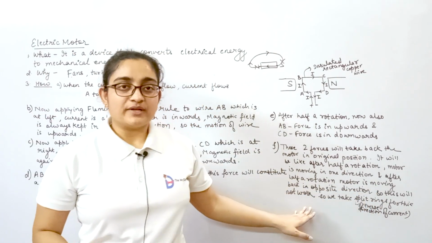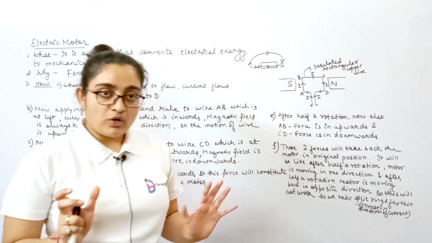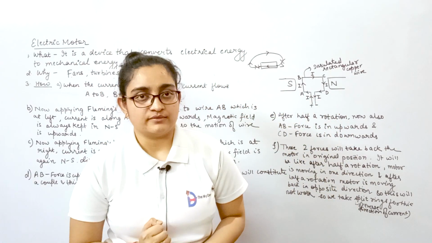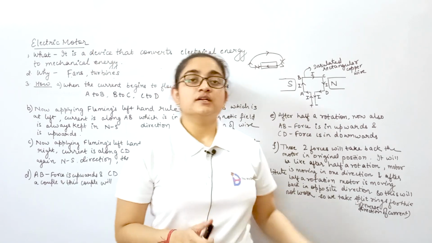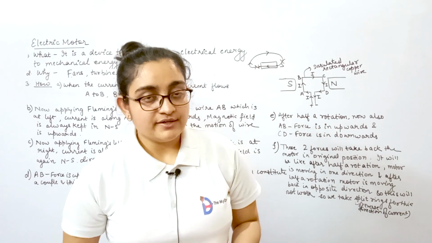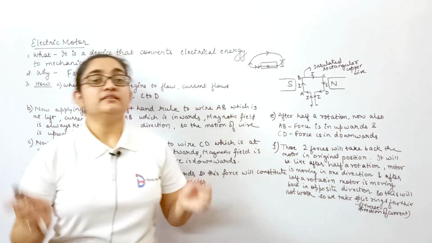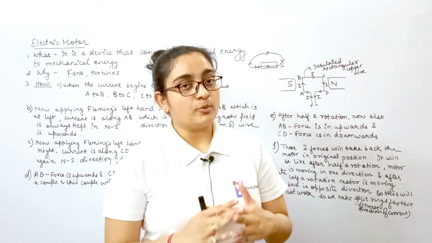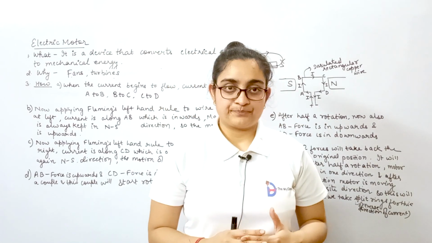So this will not work, na? Because we want the proper and complete rotation of the motor. So for this, we take split rings. Split rings act as a commutator and help in reversing the direction of current, so that we can get the proper and complete rotation of the motor.